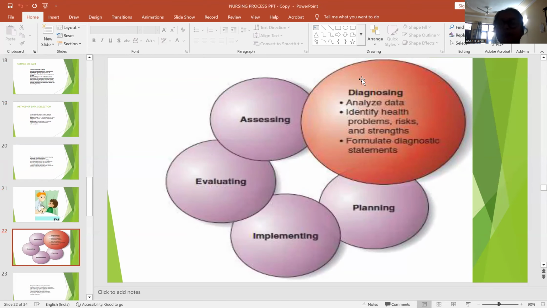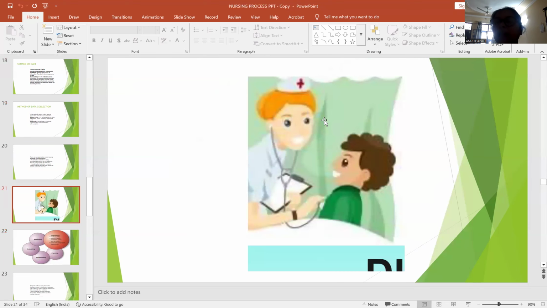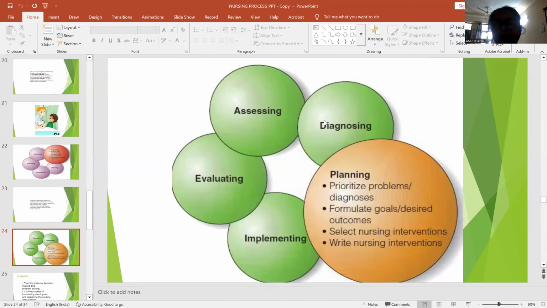Till now, we have discussed the assessment phase. In assessment we do the assessment, and next we will discuss the diagnosis.